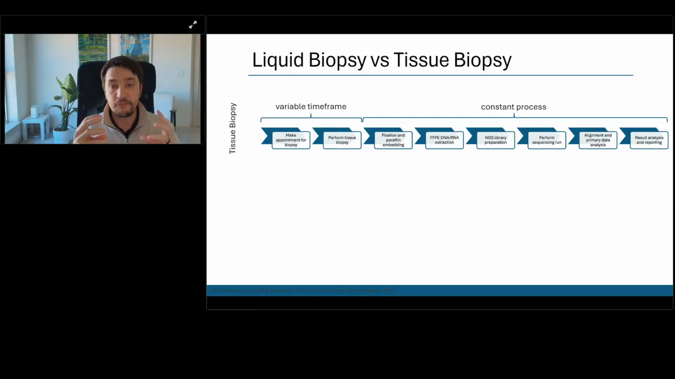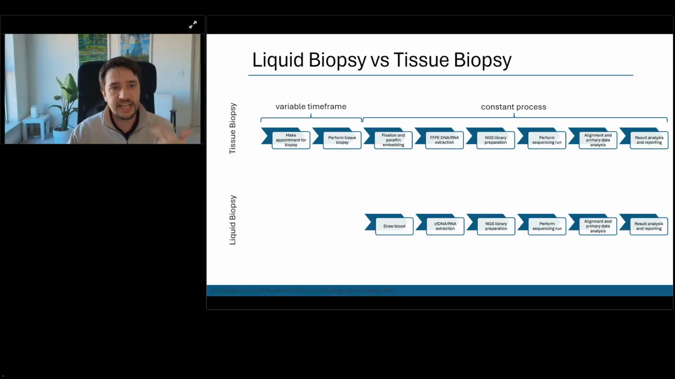While the first part, actually getting to the tissue, is a very variable time frame, which can be very, very different. How long does it take to really schedule the appointment, have a patient come into a hospital, and really get access to the biopsy there? In contrast to this, when we now see how we actually get liquid biopsies, it's a much, much shortened process that we have there.